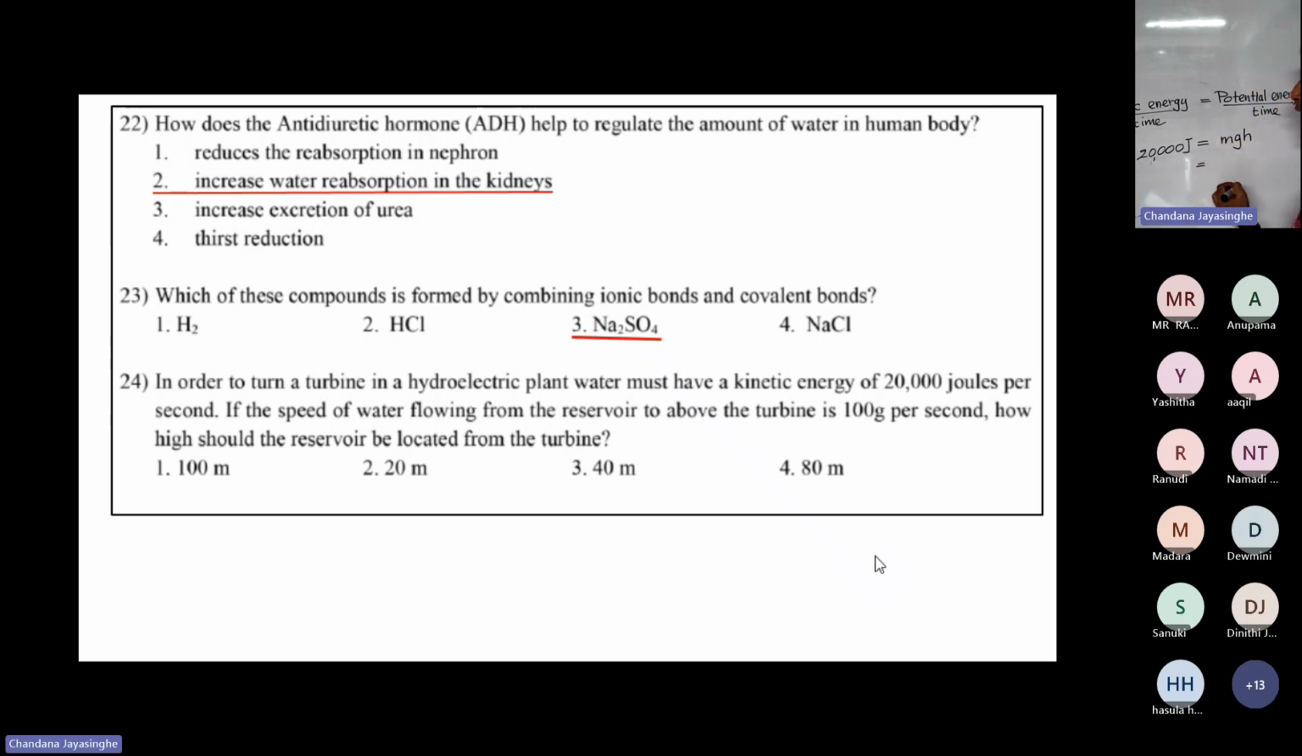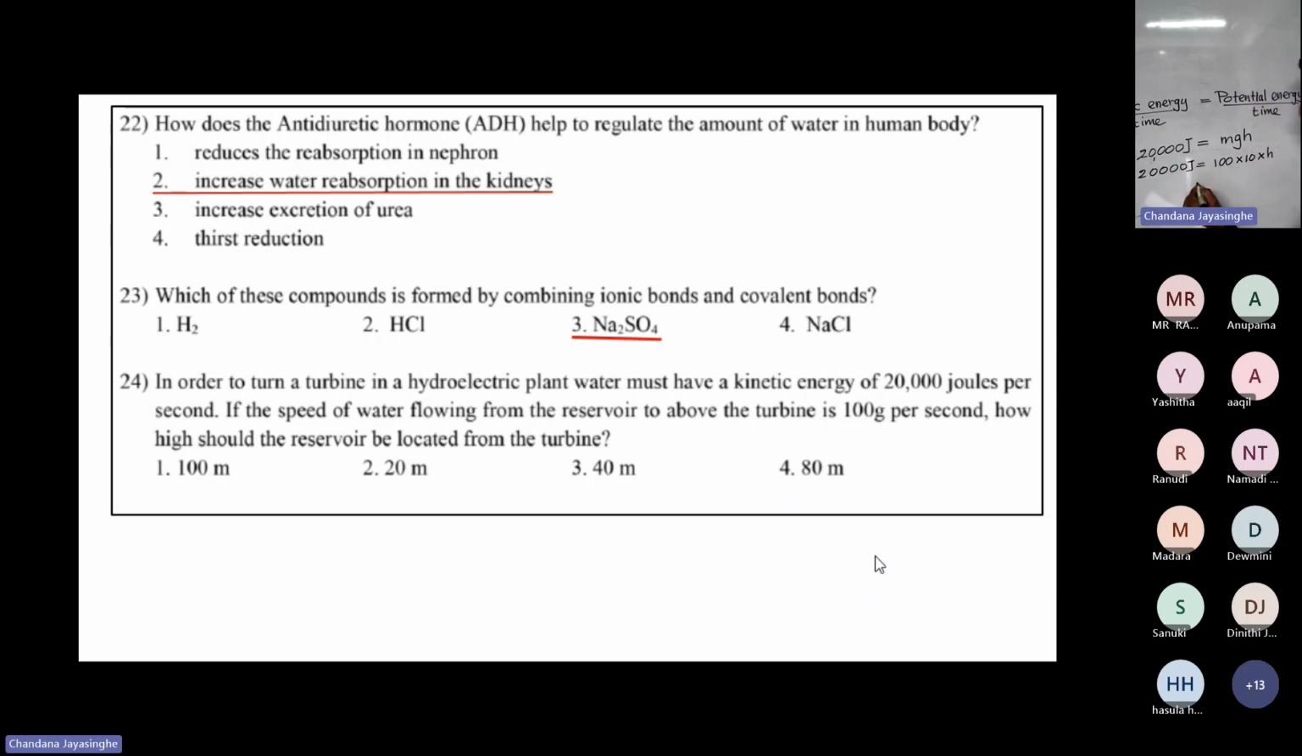And we have to incorporate the data. M means 100 kilograms. For g, if 9.8 or any other figure is given within the brackets, you have to use that. Otherwise, directly use 10 meters per square second. The H we don't know, that is the value we should find, here 20,000.